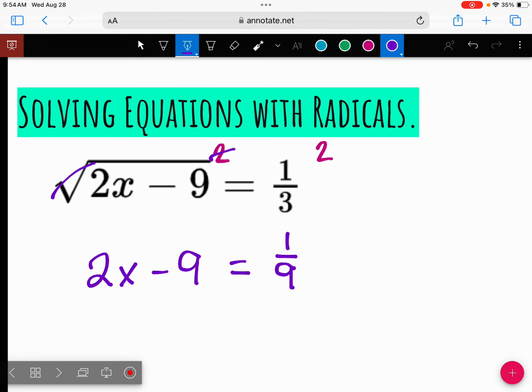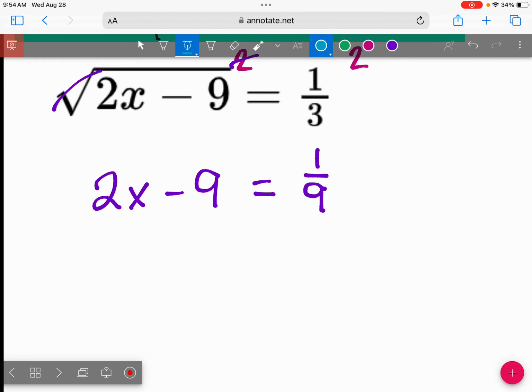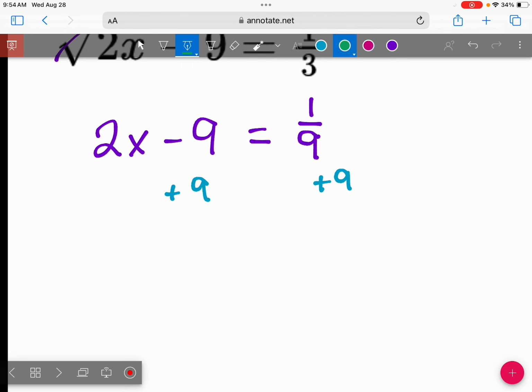Then what are we going to do? Add 9. So we're going to get that 2x equals what? 82 over 9. Common denominator: 9 would be the same thing as 81/9, plus 1/9 gives us 82/9.